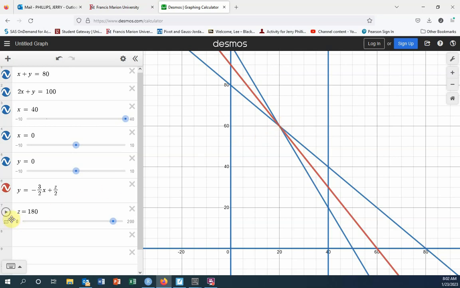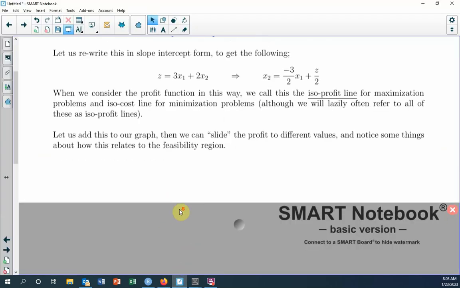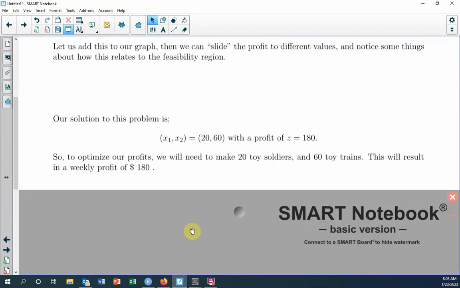So notice we can slide these profit lines as far as we can, and we will end up tipping just the edge of the graph and sharing a profit line point and a feasible point, and that will be our optimal choice. So the point 20, 60 with a profit of 180 is the best we can do. I think I have that written here. Yep. So we'll write it in this way.